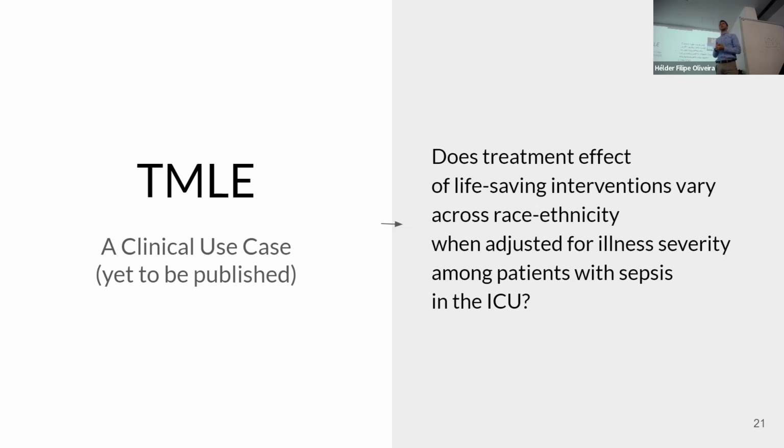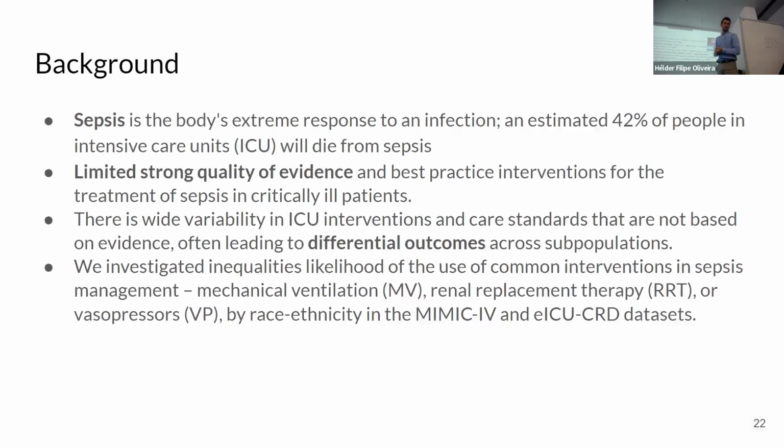From this title, you can tell it's research based in America, because they're very concerned about race and ethnicity and all this racism question. So to give you a short background, sepsis is an extreme infection of the human body. It kills a lot of people. 42% of people with sepsis will end up dying in the ICU.